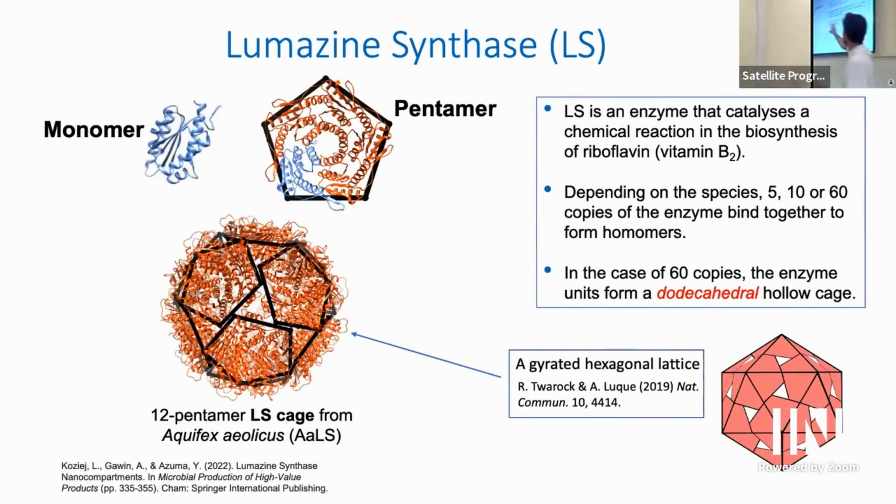But this is a nice protein. So that's what nature does. 12 pentagons, nice, beautiful, but we could mess with it. And if we mess with that protein, it can form tubular structures.